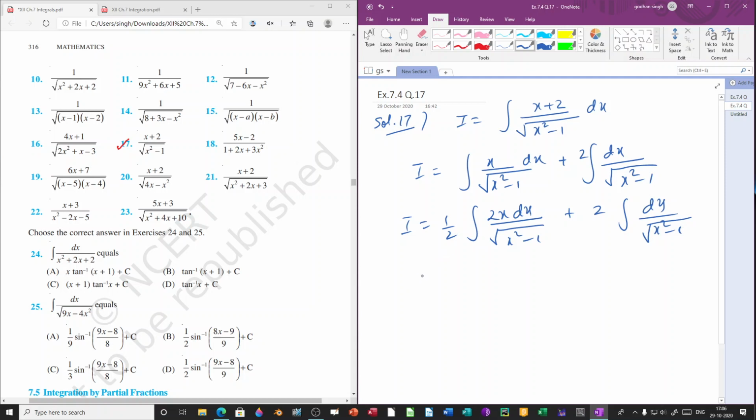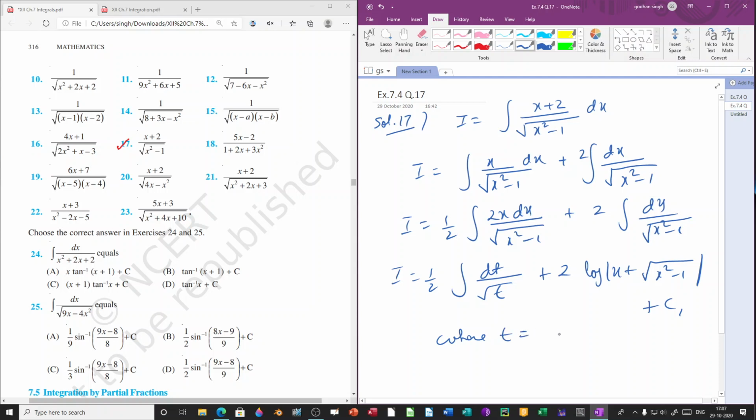So for the time being we can consider x square minus 1 as t. So what we'll be getting here is I equal to half, this will become root t, and this 2x dx will become dt, plus 2 times the integration of this, which we know is log modulus of x plus square root of x square minus 1 plus c1, where t equal to x square minus 1.